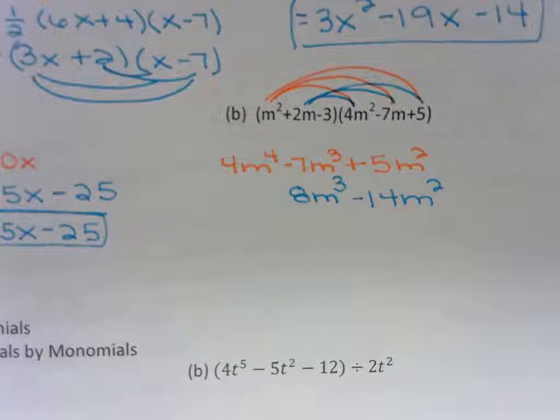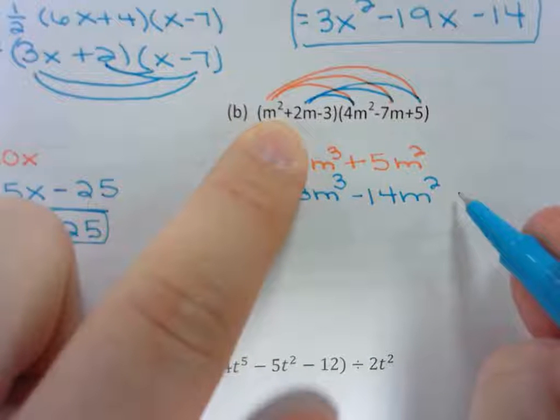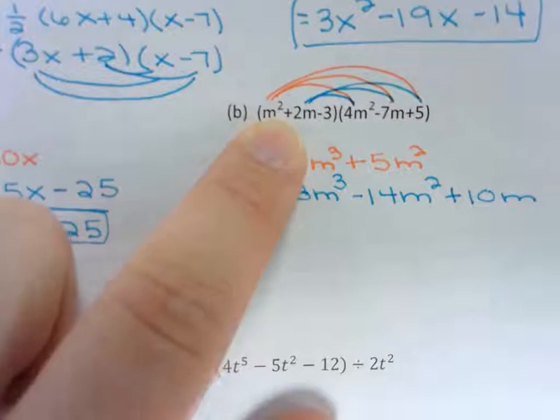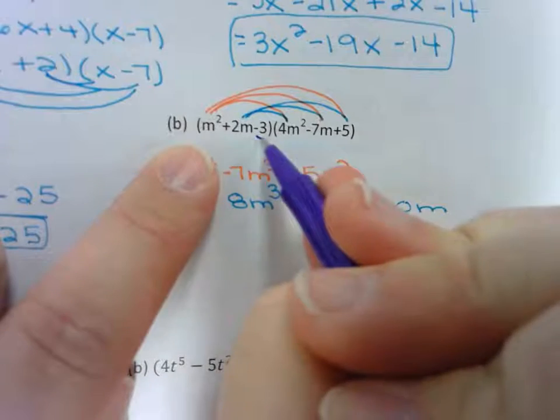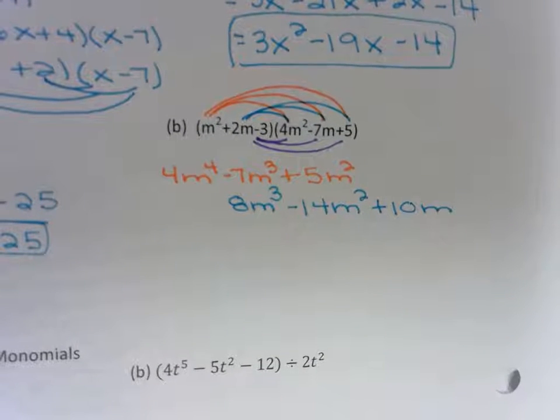The vertical method is very nice for these because there's lots of stuff going on. And then finally, 2m times positive 5. 2m times 5? 10m. There's no other, just m, so I just put it at the end. Am I done? No. What else do I need to distribute? Negative 3. Make sure you take the sign with it. Take your negative 3. Like I said, these ones take a while, but we're just distributing. You can do it. You're just going to have to distribute 3 times.